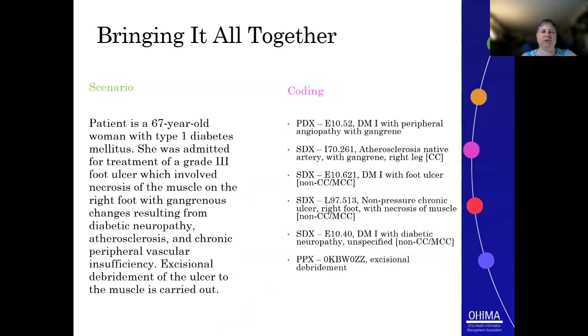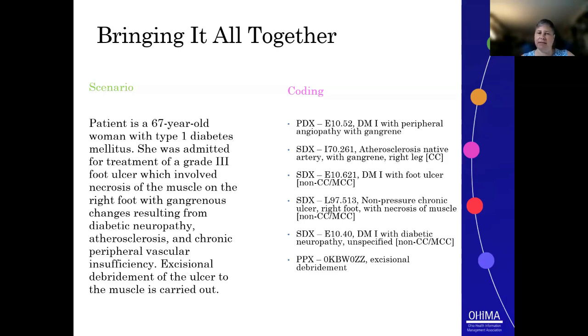We have a patient who's a 67-year-old woman with type 1 diabetes mellitus. She was admitted for the treatment of a grade 3 foot ulcer, which involved necrosis of the muscle on the right foot with gangrene changes resulting from diabetic neuropathy, atherosclerosis, and chronic peripheral vascular insufficiency. Excisional debridement of the ulcer was performed, all the way down to the muscle.